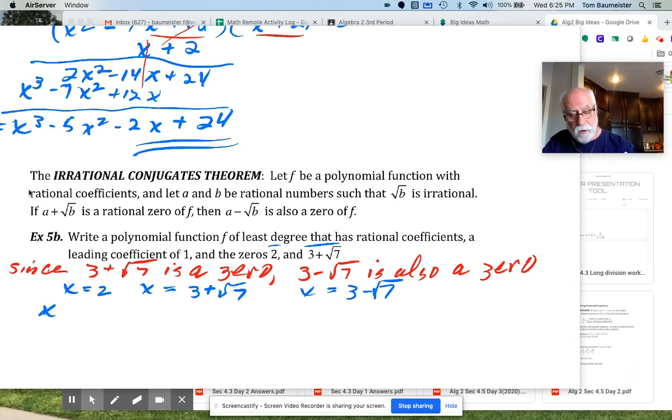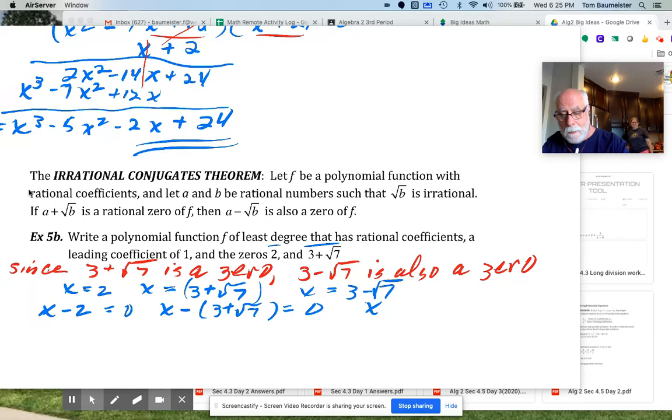So when I move them over, I'm going to have x minus 2 is equal to 0. I'm going to have x, and again, I'm taking all of that together. So I'll have x minus 3 plus the square root of 7 is equal to 0. And then I have x minus 3 minus the square root of 7 is equal to 0. Okay? So now I'm going to group those all.